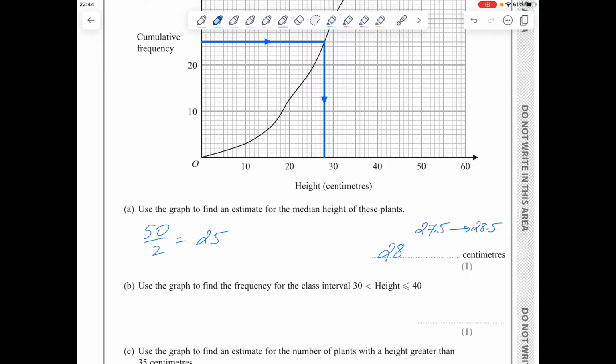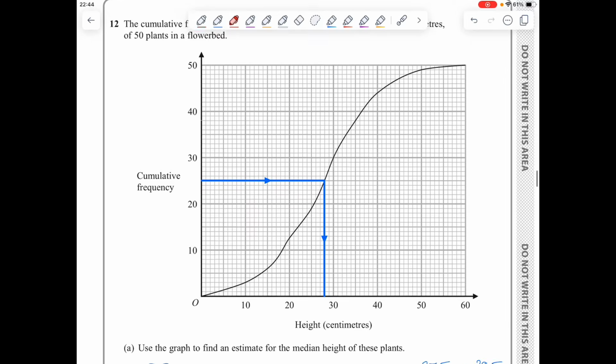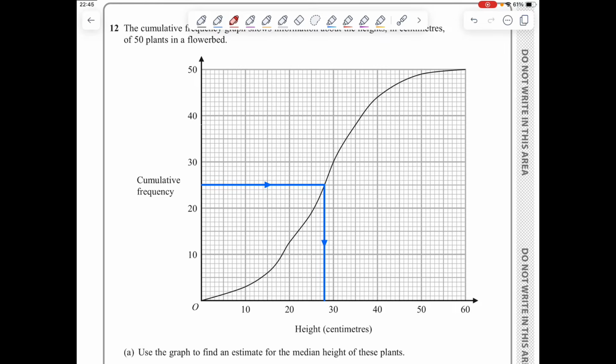For part B, to find the frequency for the class interval 30 to 40, I will find the cumulative frequency that corresponds to 40 centimeters. Then I'll find the cumulative frequency for 30 centimeters, and then I will subtract the two. So I will do something similar to what I did before, but this time I'll start from the x-axis and find the corresponding values from the vertical axis. As you can see from the graph, the two values on the vertical axis I get are 44 and 30.